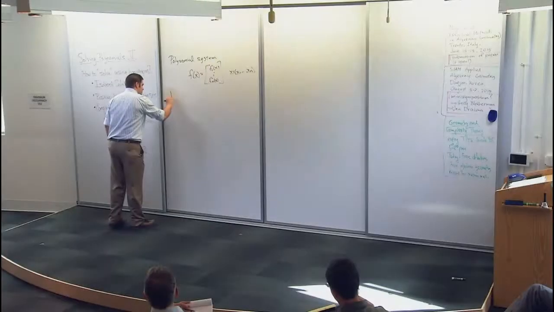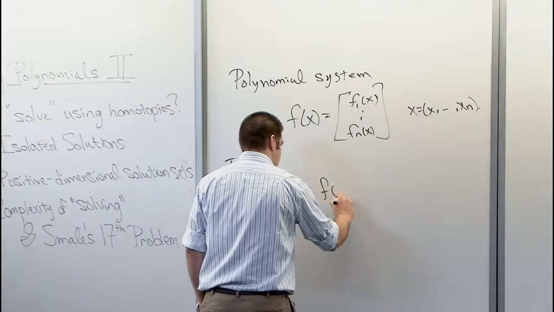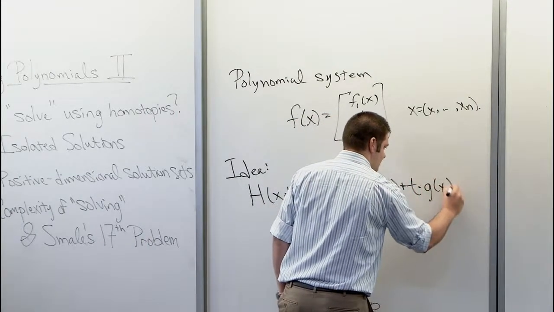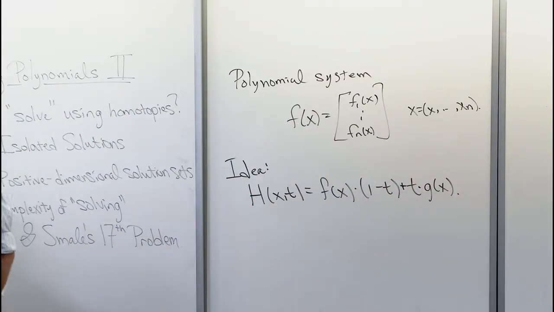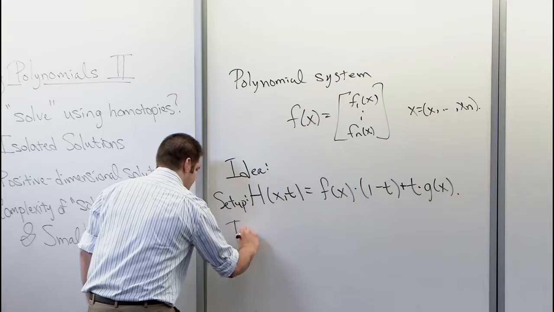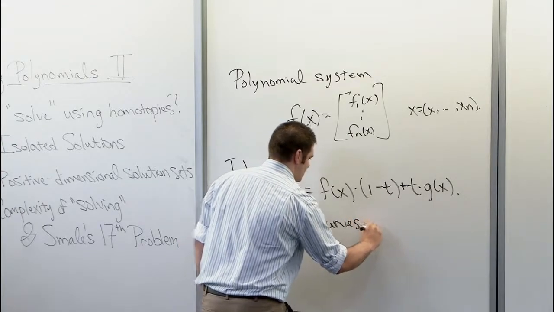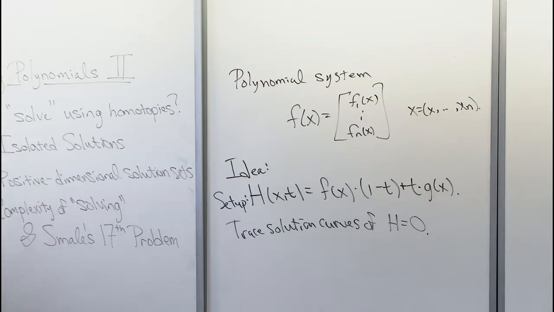And the idea is to set up a homotopy plus t times g of x. You give me f. My goal is to construct g appropriately and now trace the solution curves. So we want to set up this and then trace solution curves defined by h equal to 0. The nice thing about this is each solution curve can be tracked independently, so we have a good parallelization of this solving approach.